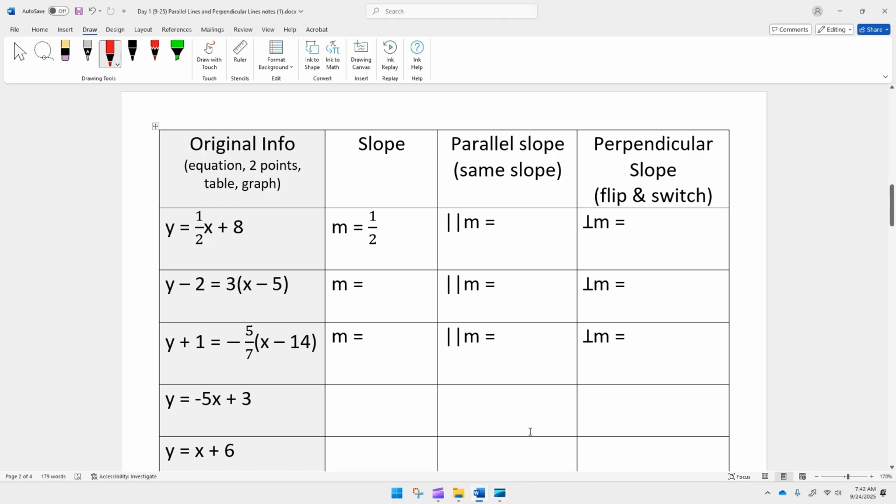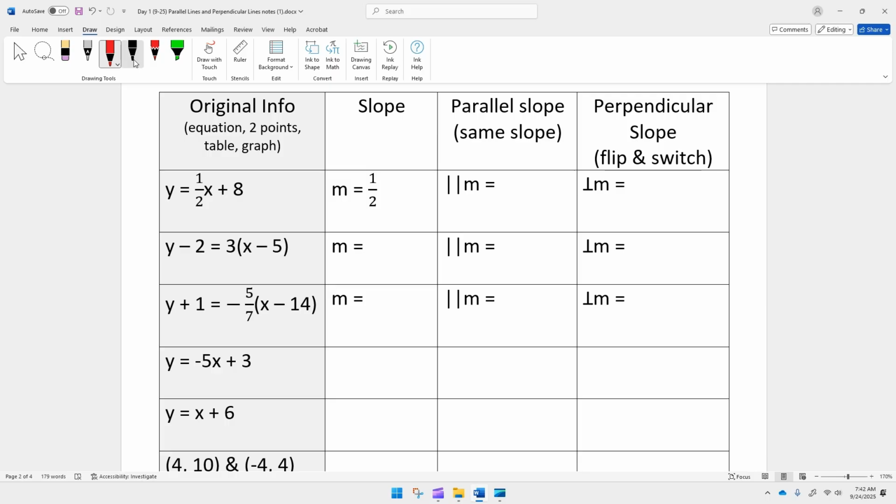And go over these practice problems on the back. So we're going to talk about writing our equations and how to identify our slopes. So if you notice, we have our original equation. The original equation is 1/2 for the slope. To make a parallel slope, we want to use the same slope.